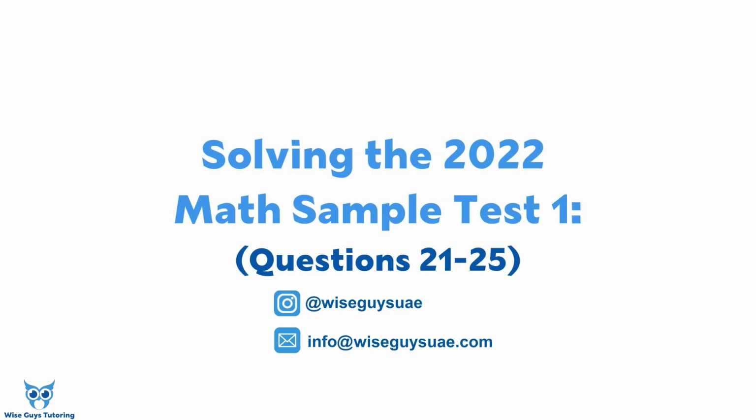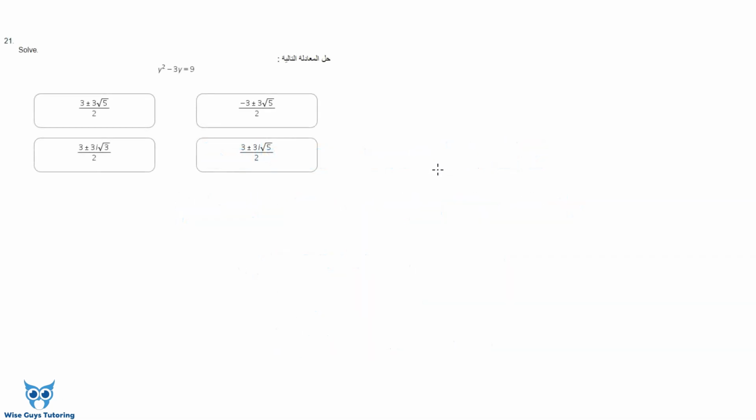info@wiseguysUAE.com. And yeah, as usual, I'm going to solve all these questions and try to give you a full understanding. So let's get started. Question 21 says solve this equation, and it's a quadratic equation, y squared minus 3y equals 9. Now, when I say quadratic, it's because the highest power here is a y squared.